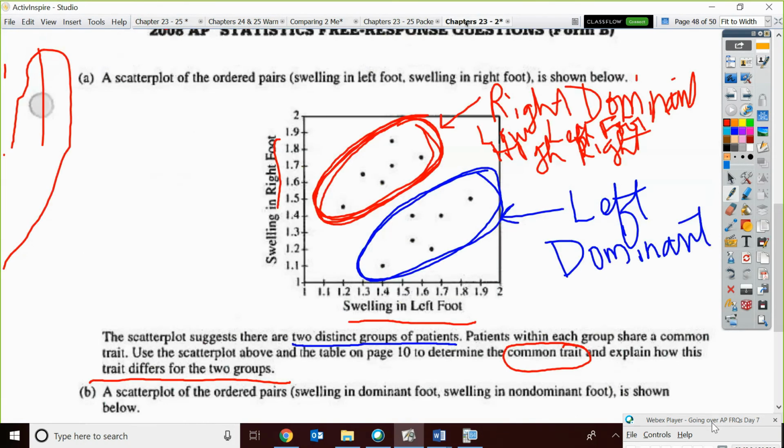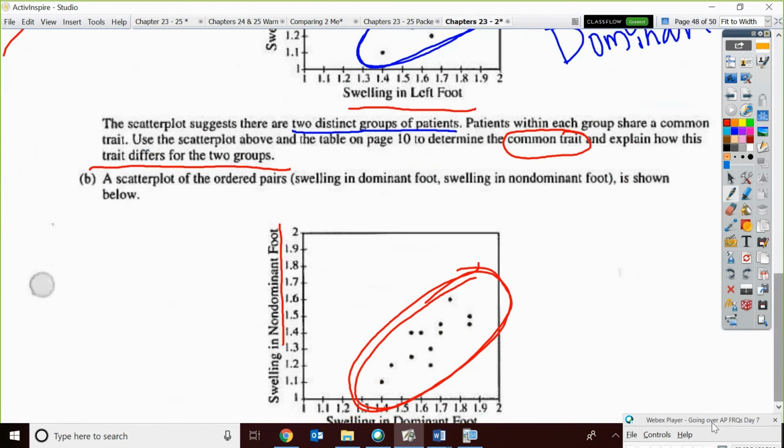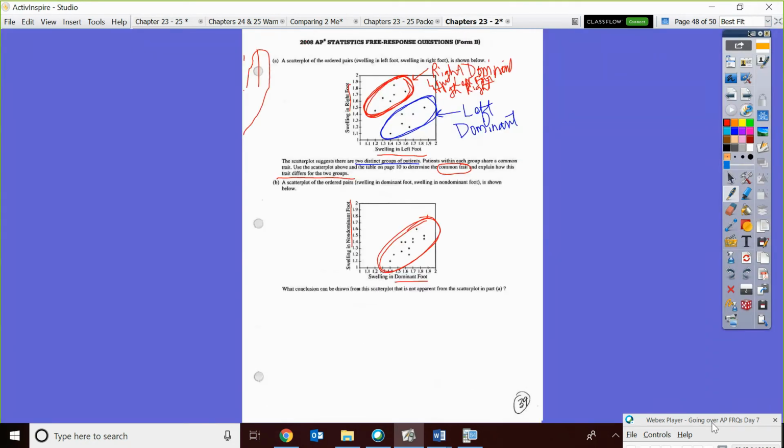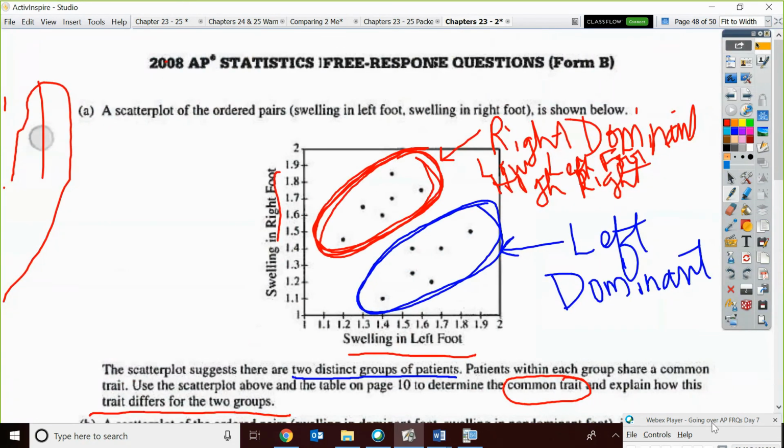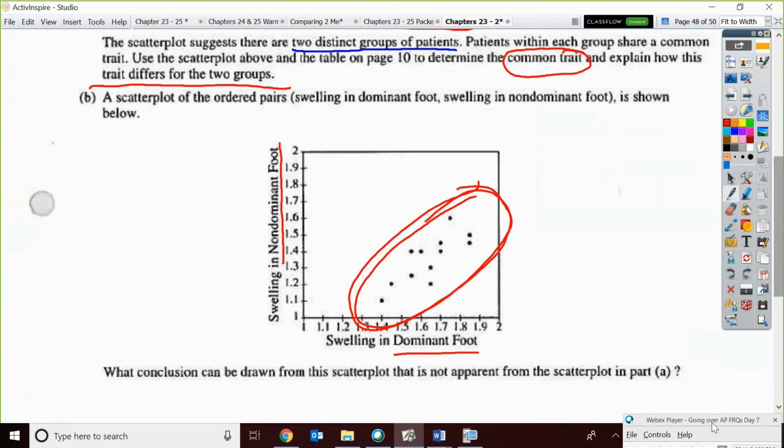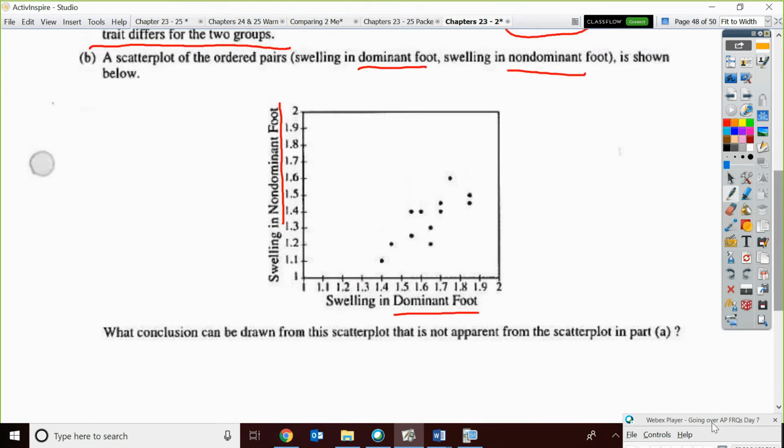Problem part B says a scatter plot with the ordered pairs swelling dominant foot versus the non-dominant foot is shown below. So they've changed the way that they organize the data. And so then they said, what conclusions can be drawn from this scatter plot that is not apparent from the scatter plot in part A? Okay.